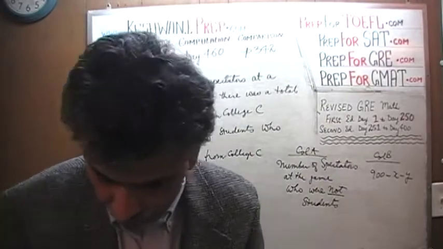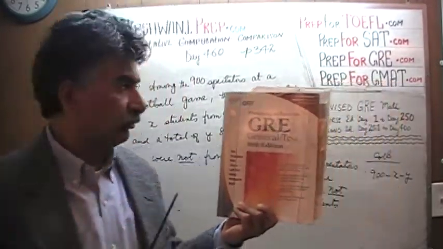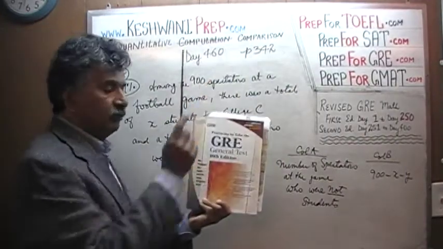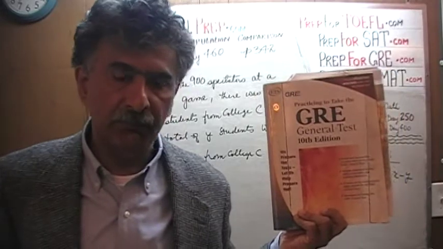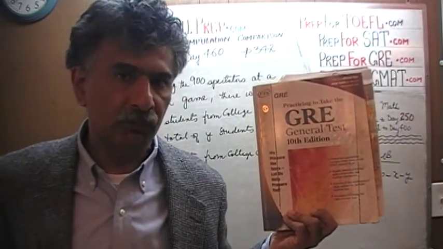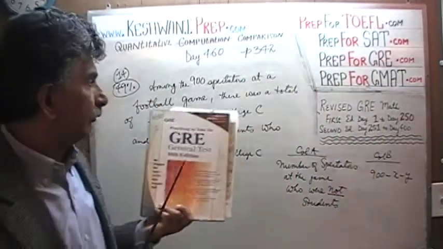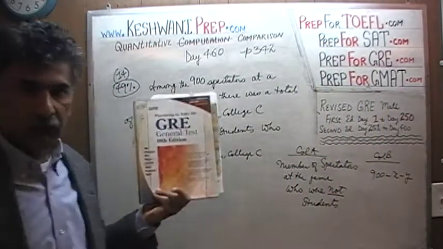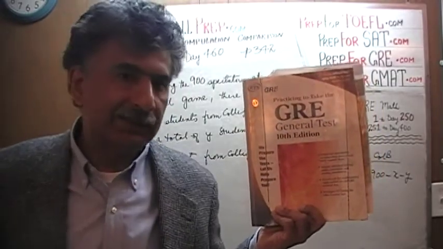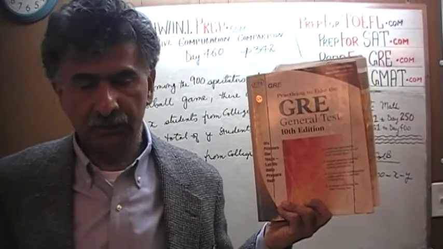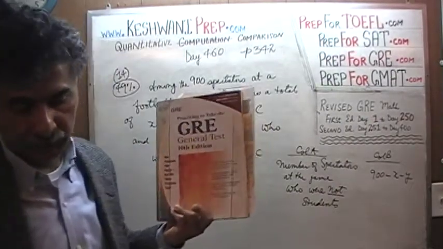Right now, we are in the process of solving some quantitative comparison questions. Quantitative comparison questions, as you know, are a very important part of the exam. They are a big chunk of the exam. Unfortunately, the newer books do not provide us with sufficient practice problems. For that reason, from day number 401, we began solving quantitative comparison questions from this book here, the 10th edition of the general GRE. Right now, we are on page number 342. Please turn to it.